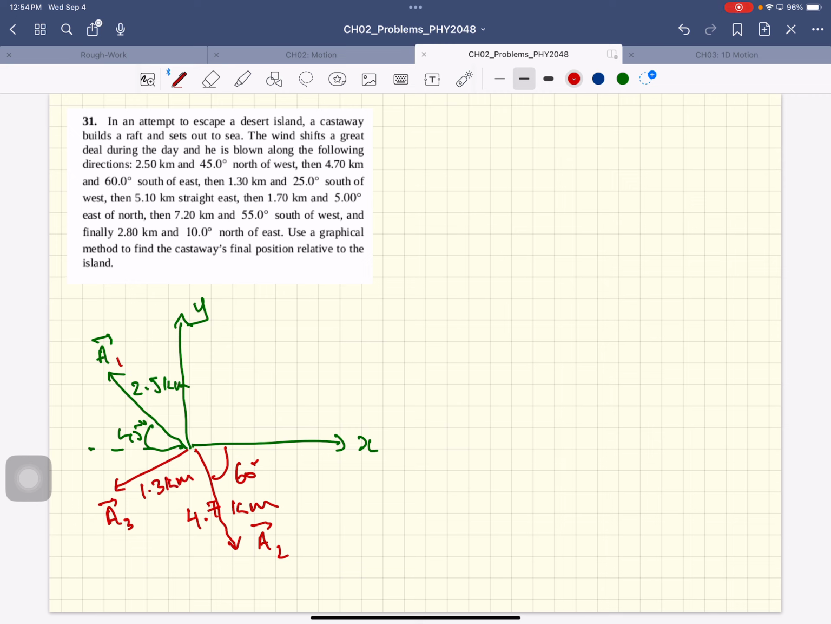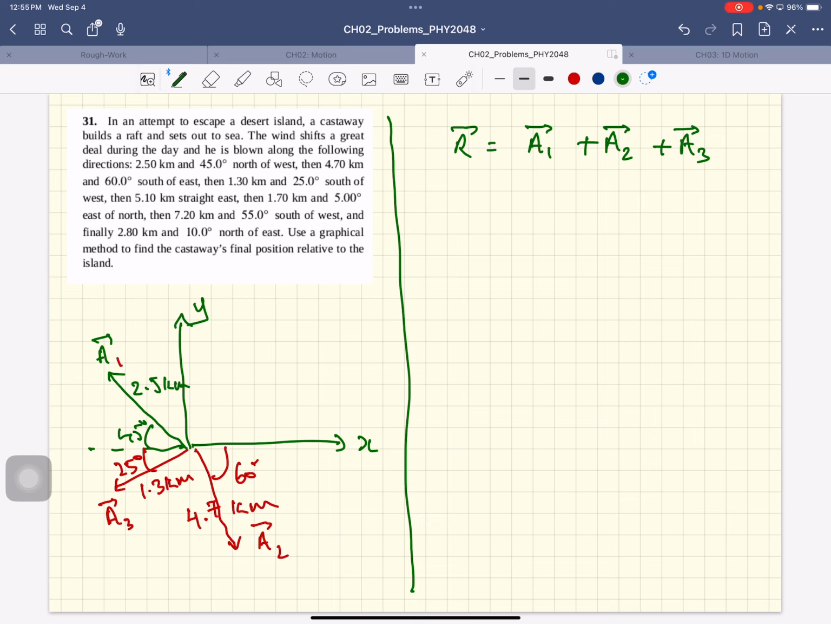1.3 kilometers, 25 degrees south of west. Okay, and we'll cut off at that. So he's only going on 3 legs of his journey. Okay, so we'll call it resultant again: A1 plus A2 plus A3.